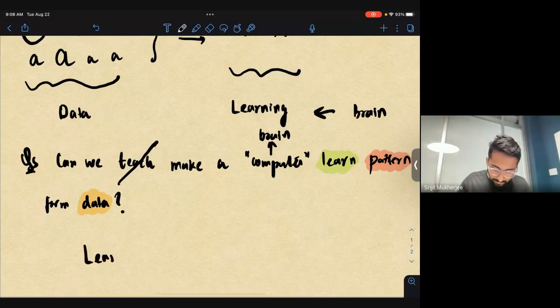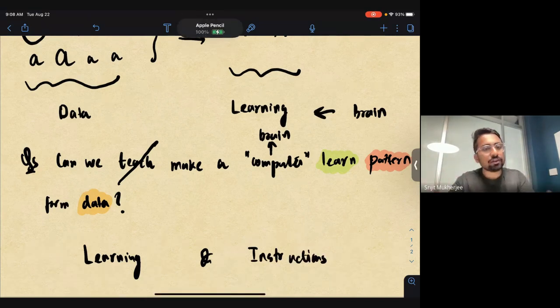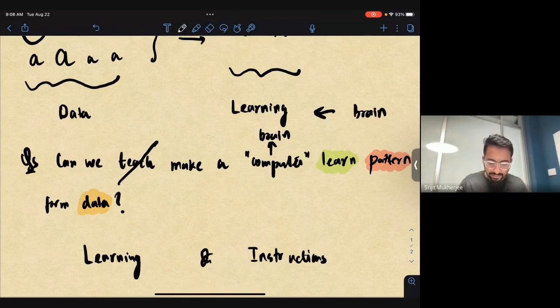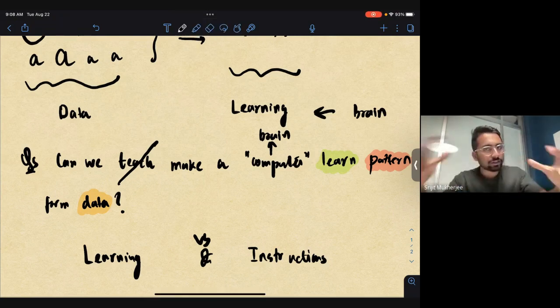learning and instructions. I will give you two good examples. There's a very big difference between learning and instructions. What is the difference? Okay, let me give you an example first.